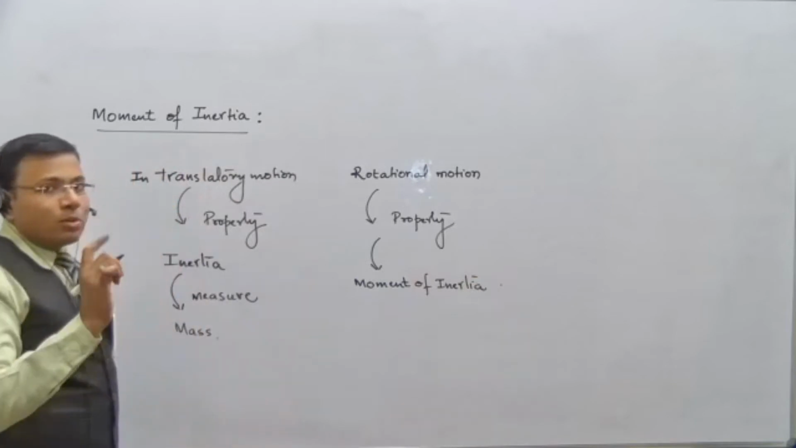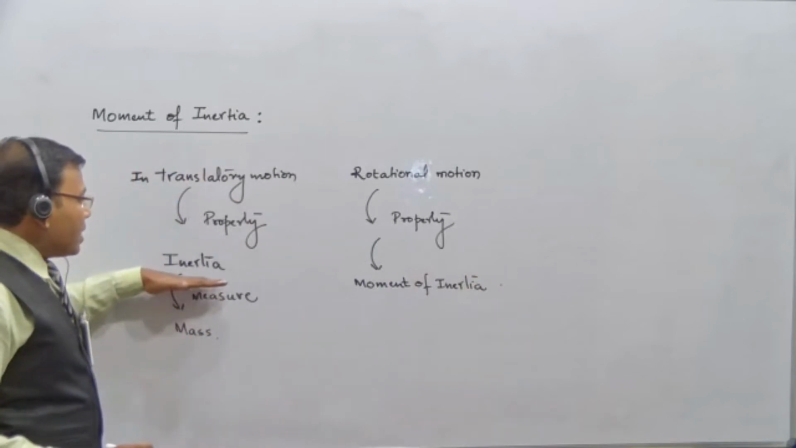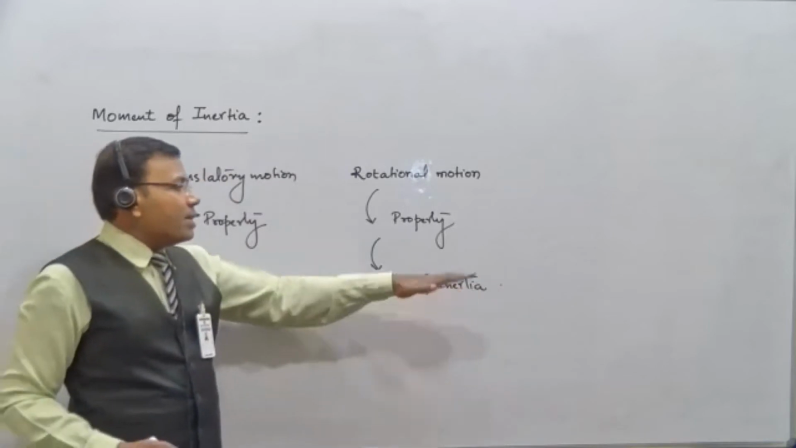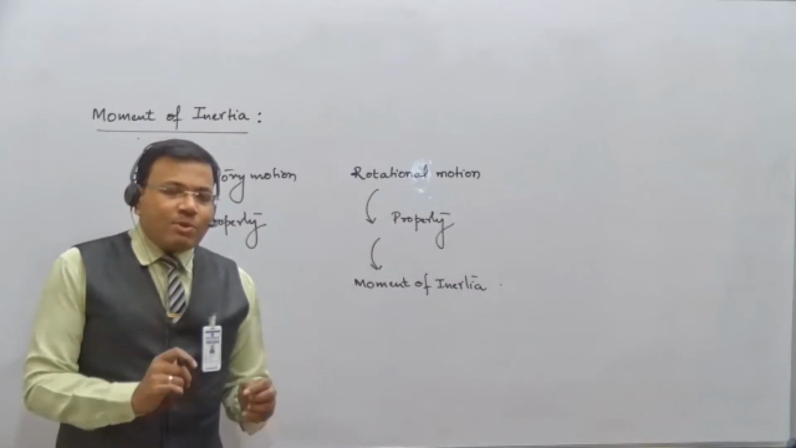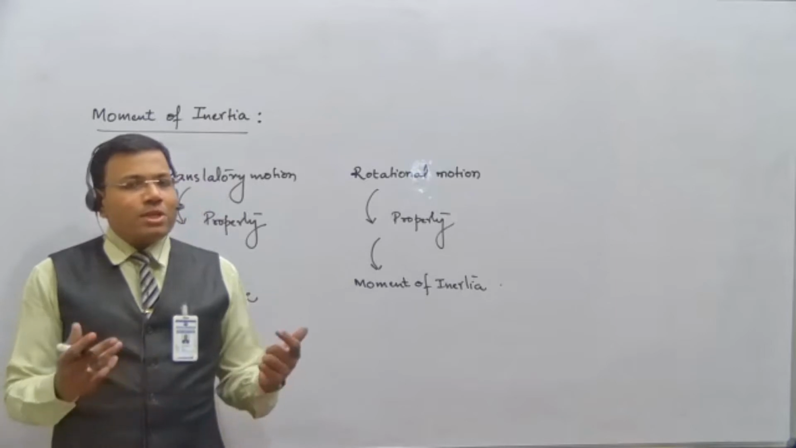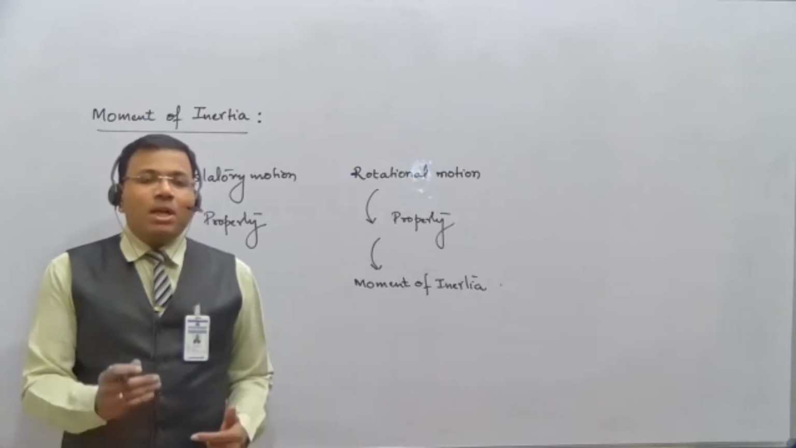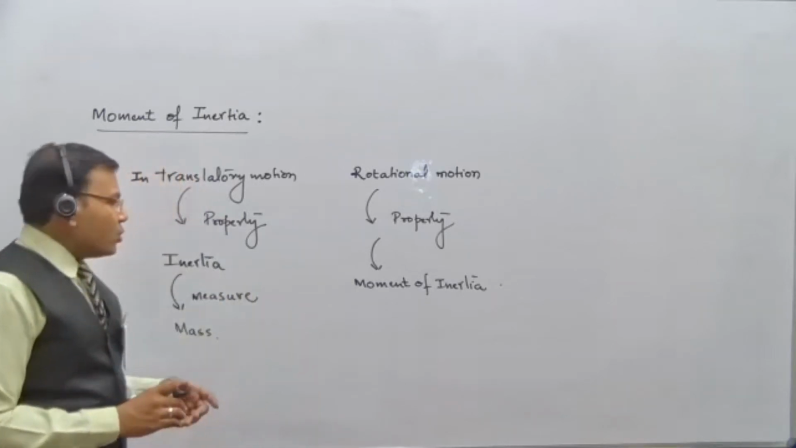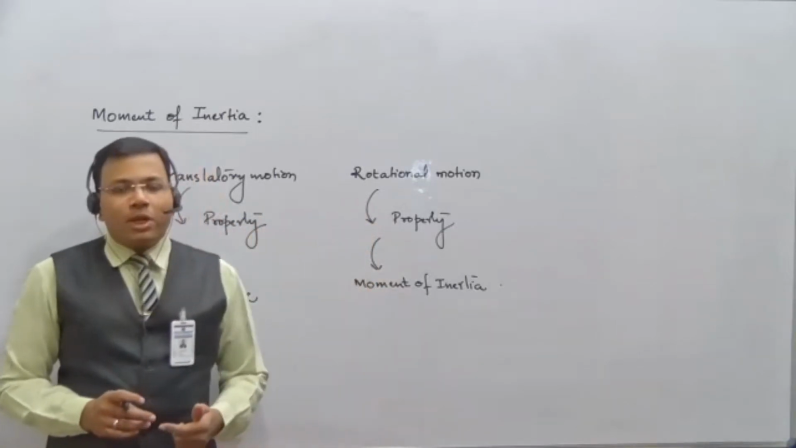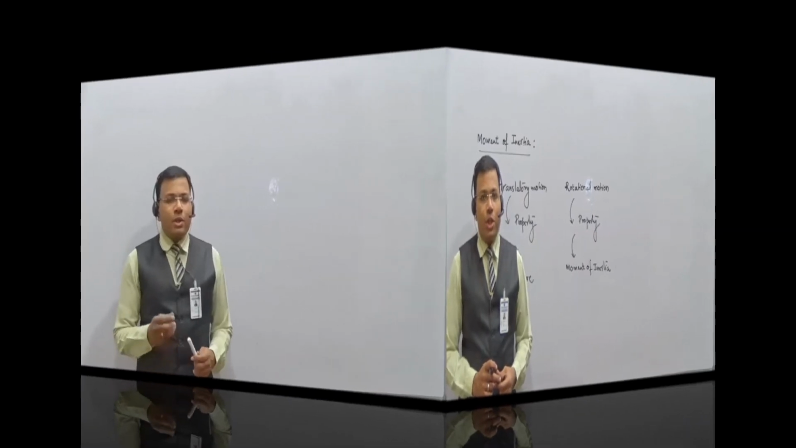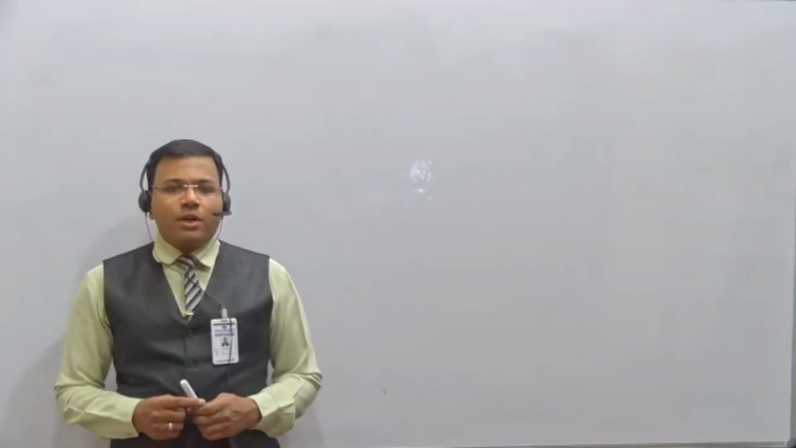So I hope you got the point here. Here we are speaking about inertia, and here we are speaking about moment of inertia. The difference between inertia and moment of inertia is nothing. Both are the same, but in translatory motion we use the word inertia, and in rotational motion we use the word moment of inertia. Now, students, give the heading: moment of inertia of standard objects.